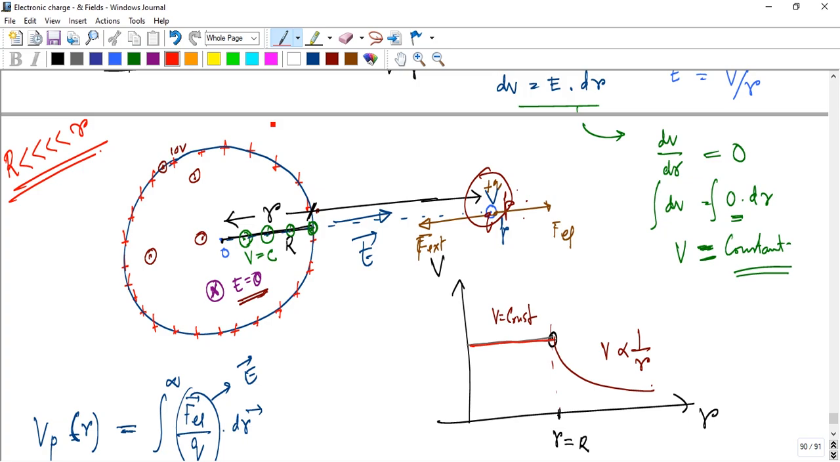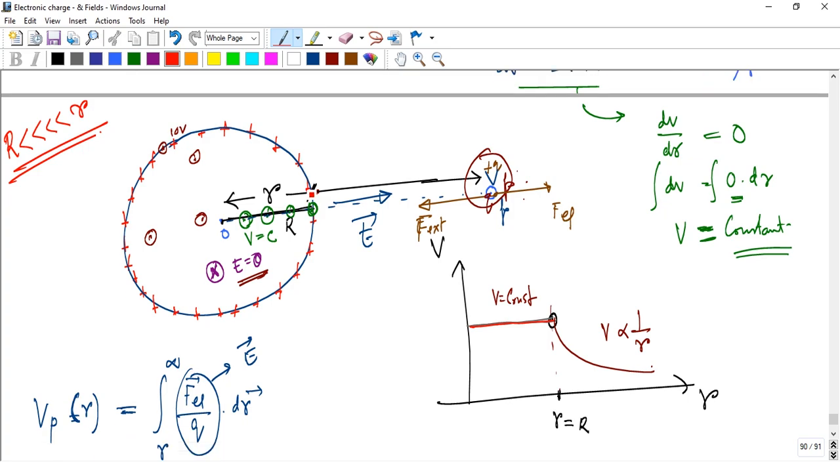So I think now all your doubts are cleared about the potential at point P, what the electrostatic potential is, what the electric field is and the relation between these two. If you have any further doubt, ask in the comment section. I will try to give the answer.